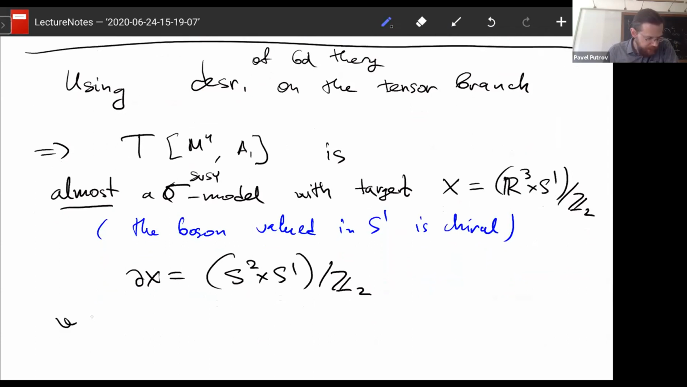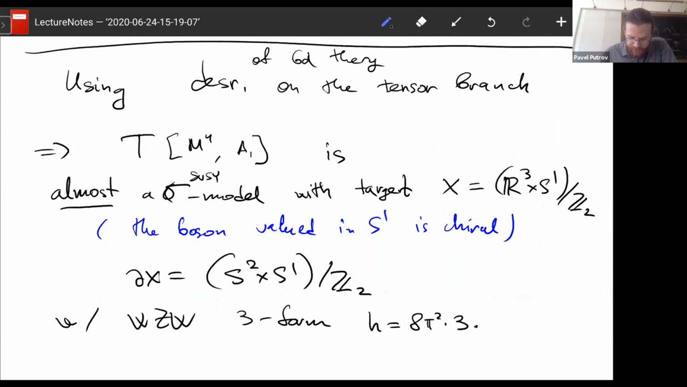And there's also a Vafa-Witten 3-form. Well, on the boundary, it just has the following expression. So it's 8p squared times 3 times the unit volume form on S^2, times the unit volume form on S^1.